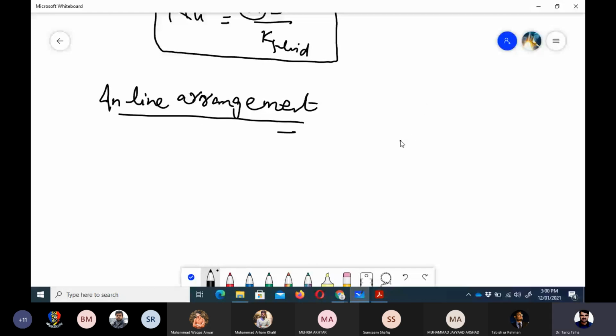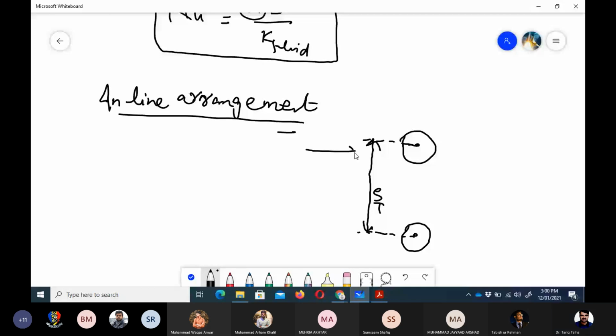So here we have got two tubes. So this distance is st. Okay, if the flow is coming from here and approach velocity is, let's suppose, u infinity.